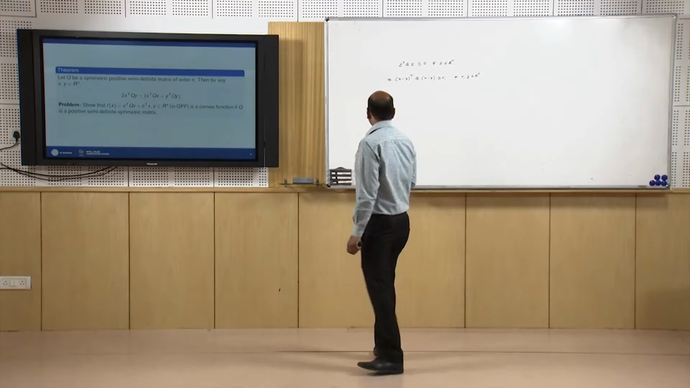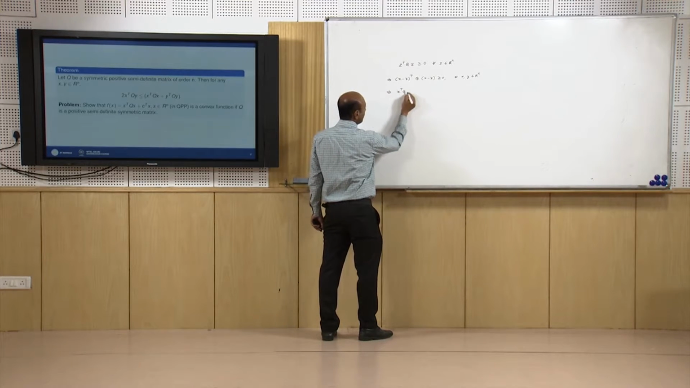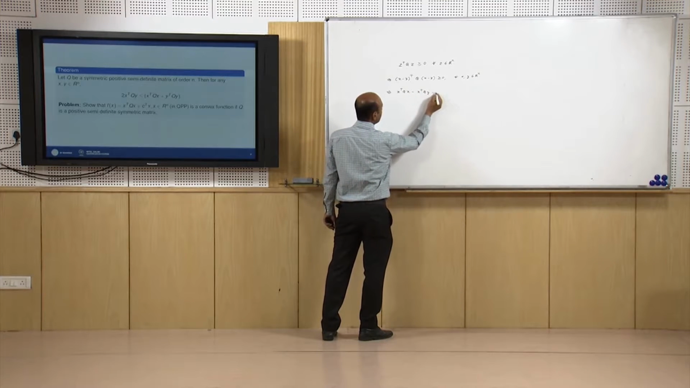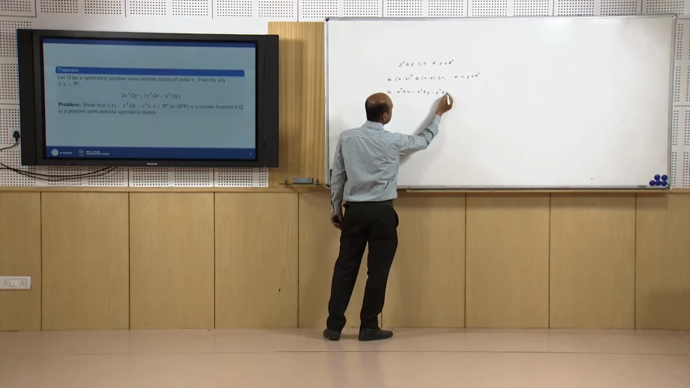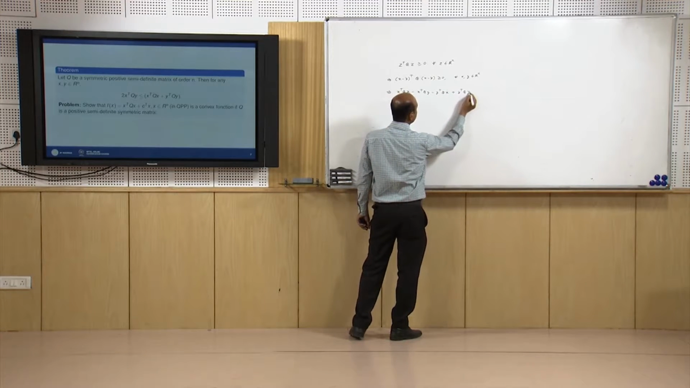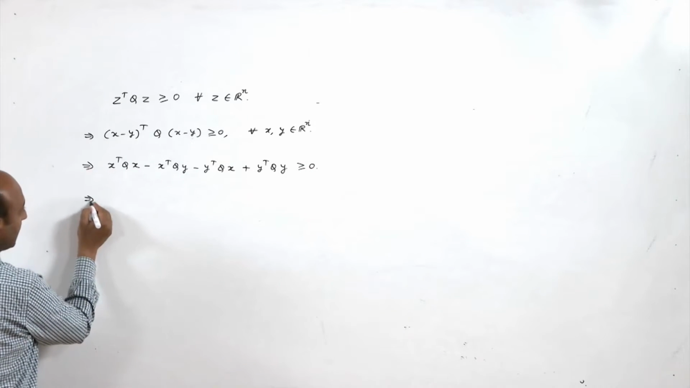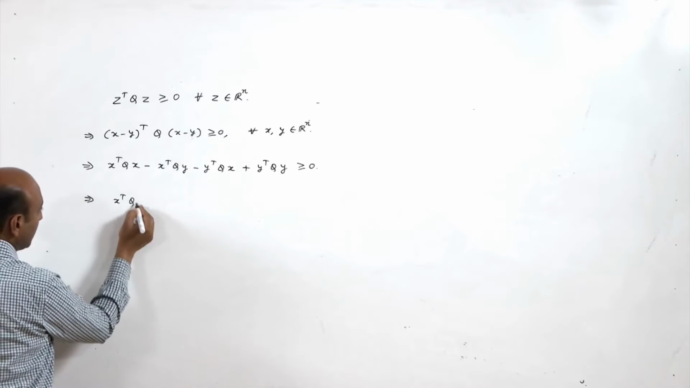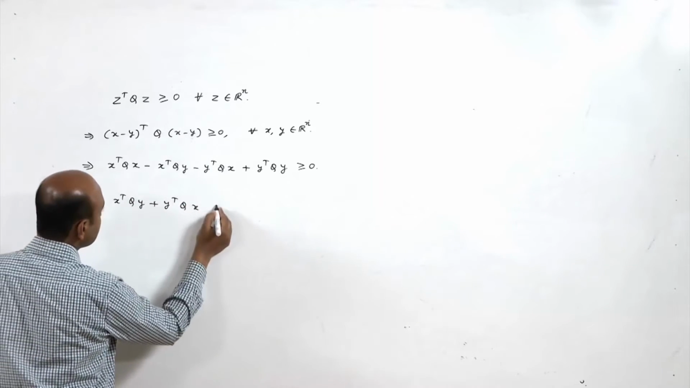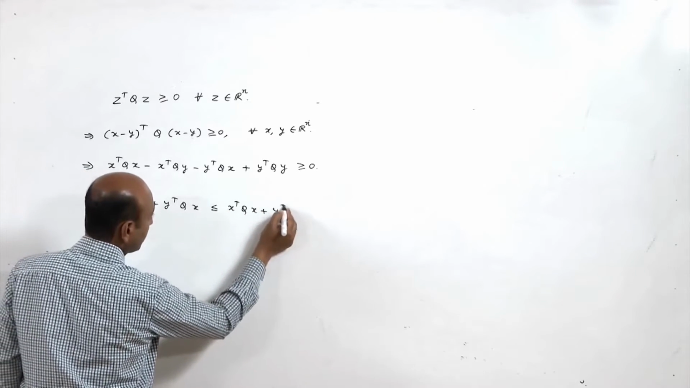Now, if you simplify this, it is x transpose Q x minus x transpose Q y minus y transpose Q x plus y transpose Q y is greater than or equal to 0. So, this implies x transpose Q y plus y transpose Q x is less than or equal to x transpose Q x plus y transpose Q y.